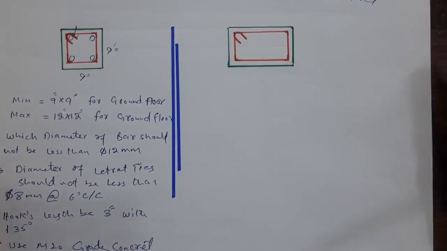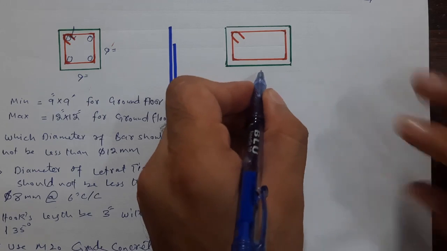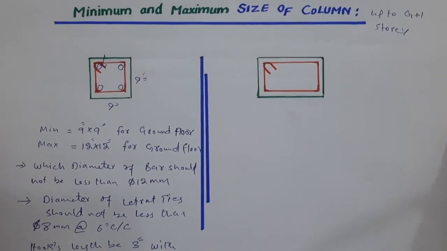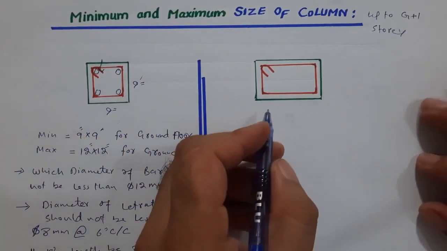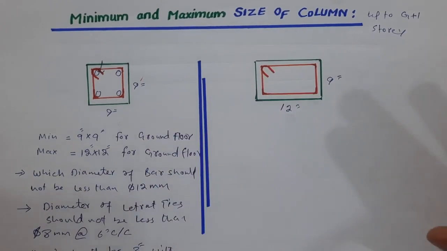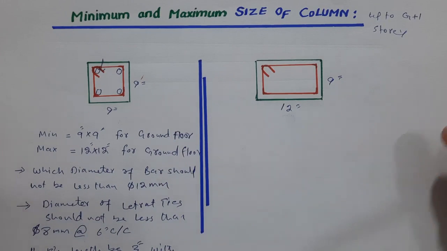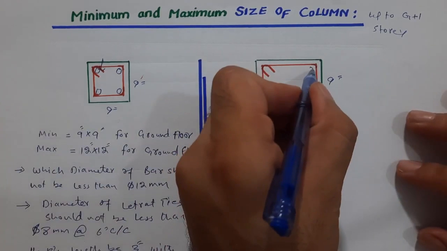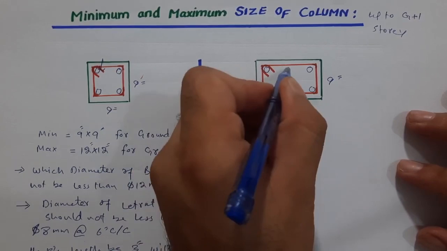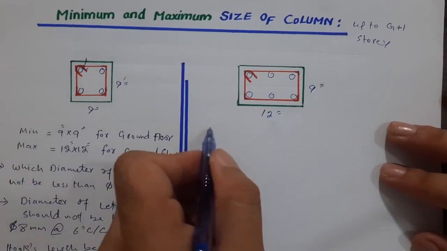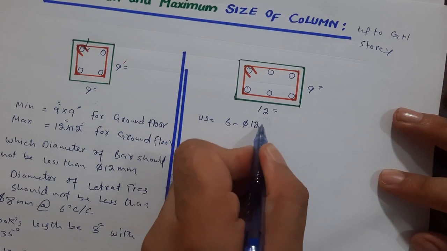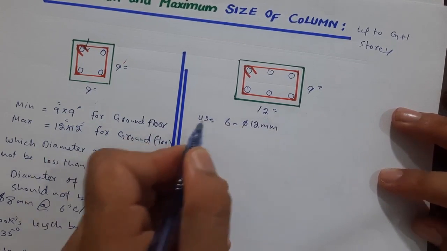The other one guys, for G+1, the size should not be more than, for a normal residential building if the self load or the structure load is normal for G+1, in that case 12 by 9 inches. So this is the suitable or standard size of RCC column with 6 numbers of steel rods. Guys, you can see. Use 6 numbers, dia 12 millimeter. So this is for longitudinal bar.